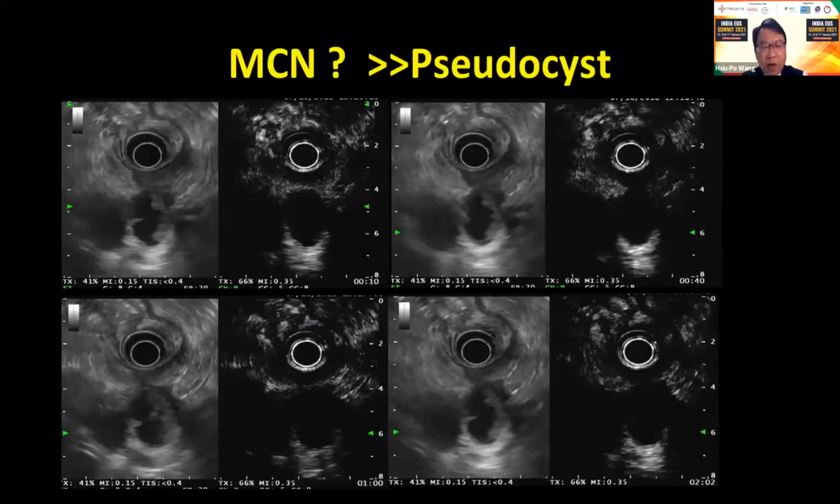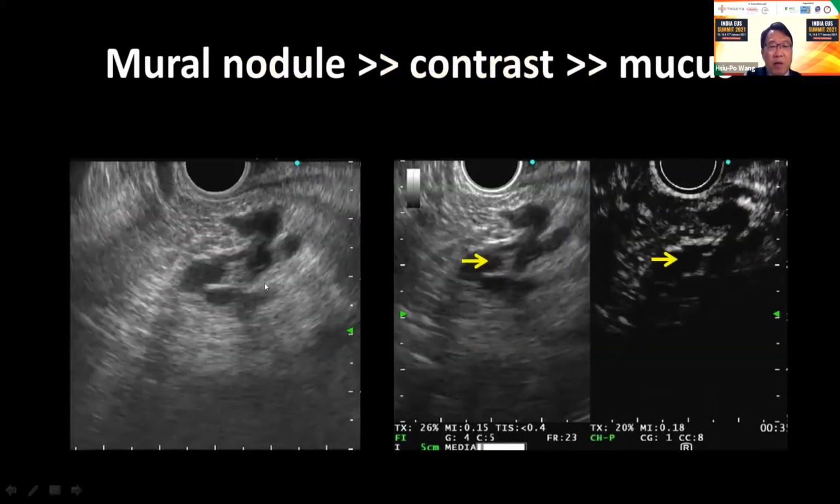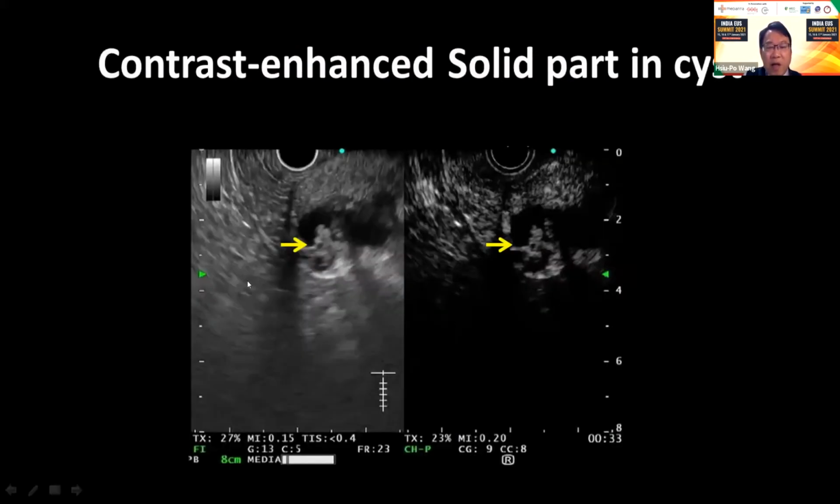Why do we use contrast EUS before the puncture? As in this case, there are some solid parts, mural nodule on the wall. After injection, at 40 seconds, 1 minute, 2 minutes, the mural nodule did not show enhancement, so it's a pseudocyst. And in this cystic tumor, there are some echogenic parts on the septum. However, after the contrast, there is no enhancement. On the other hand, a viable tissue, like a tumor, will show enhancement after the contrast.